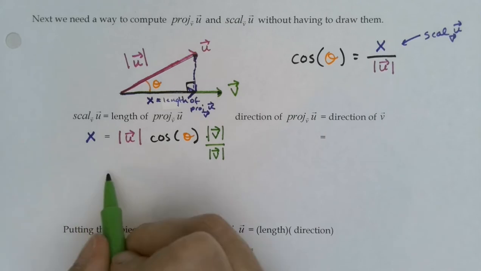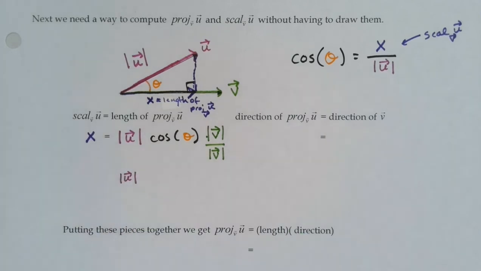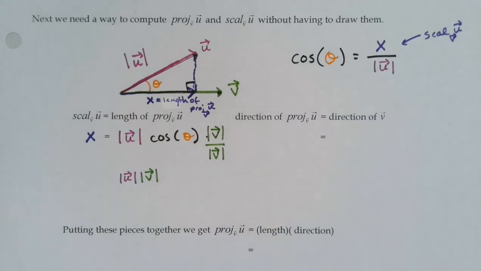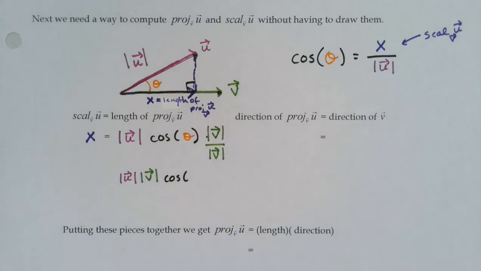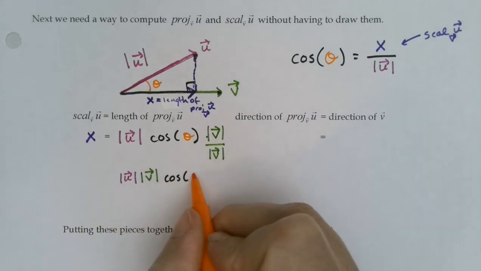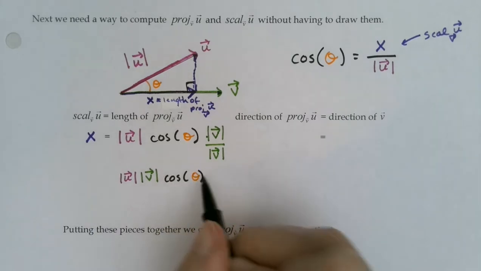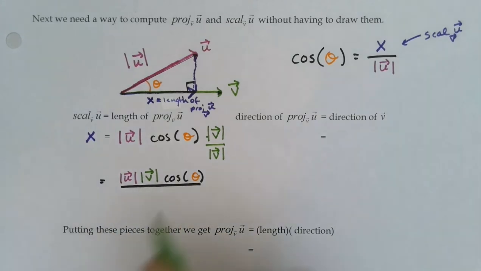So let me rewrite this. This would be the magnitude of u times the magnitude of v. And now, hopefully, you're starting to see why that is in this section. Little bells should be going off in your head, because the magnitude of u times the magnitude of v times cosine of theta is the dot product. Yes? And then, of course, it's all divided by the magnitude of v.